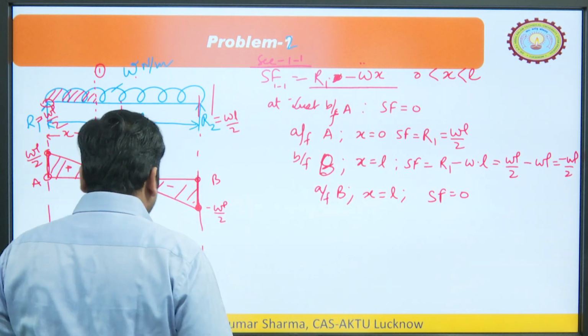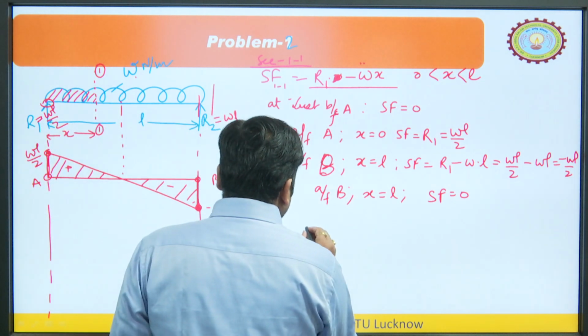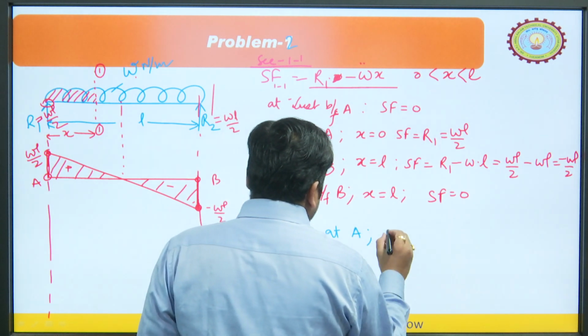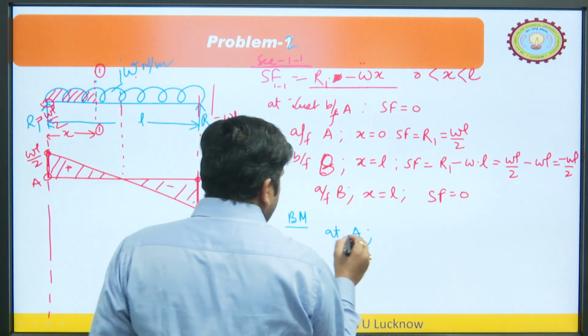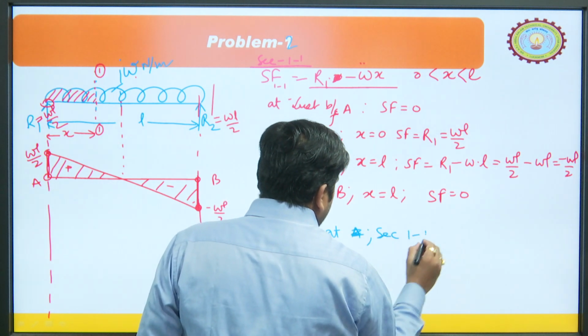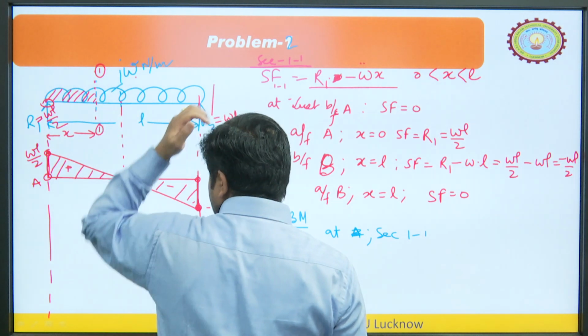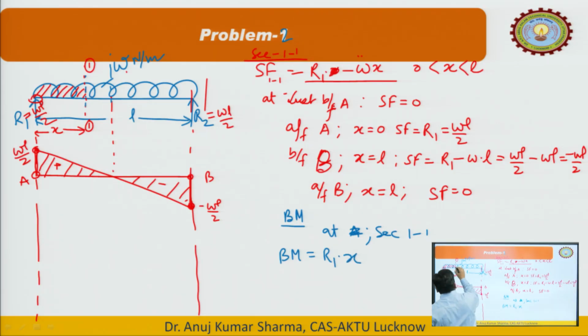So, now take the bending moment. If we draw the bending moment diagram, at point A, or you can write the bending moment equation here itself at this point, section 1-1. So, bending moment at section 1-1 would be how much? You write the bending moment equation here. That would be equal to R1 into x. At this point you are writing the bending moment equation. So, it would be clockwise, minus this whole force, which will act here.